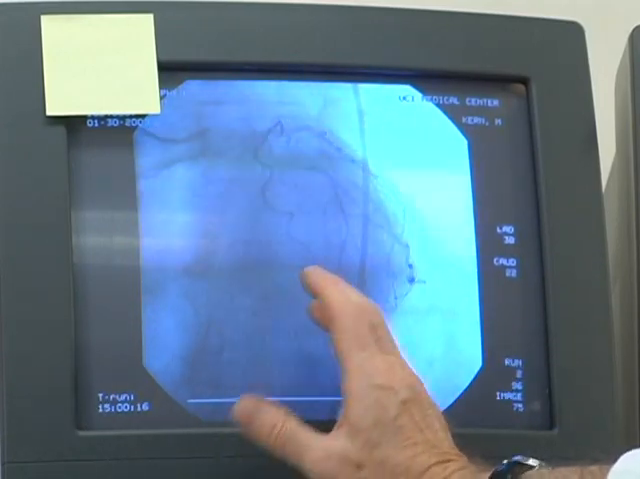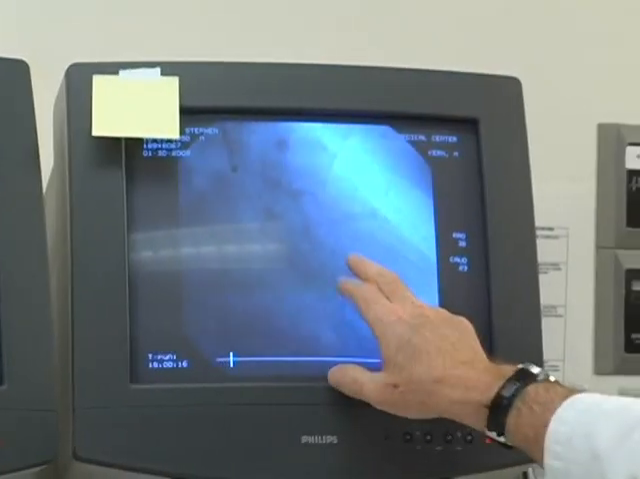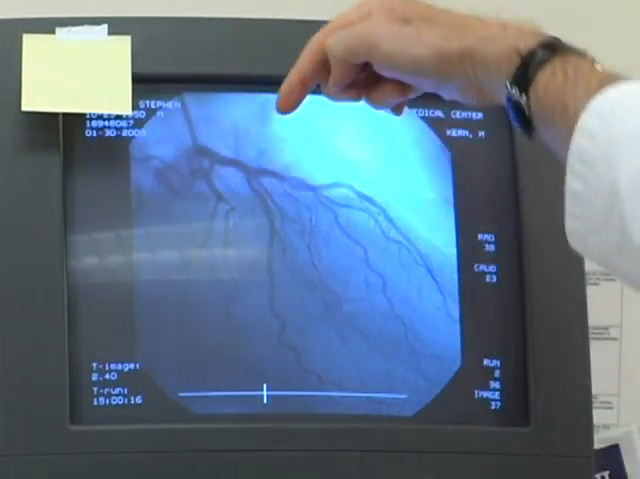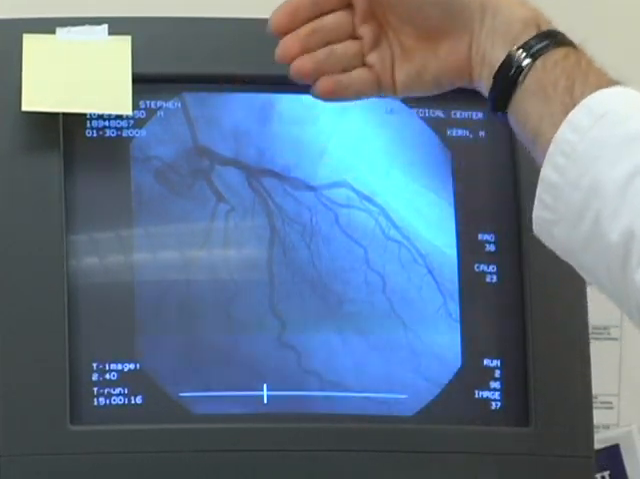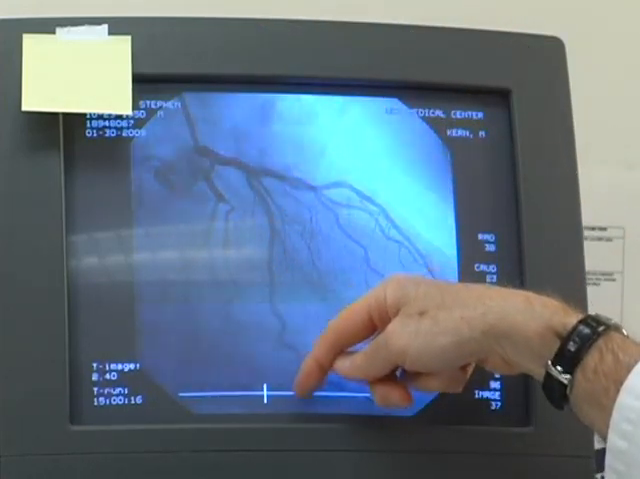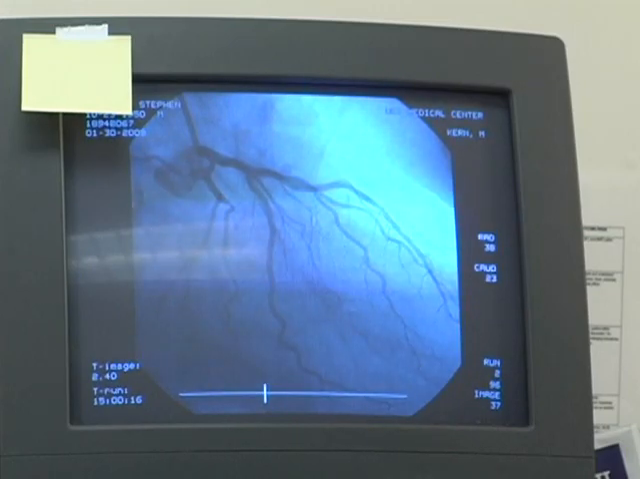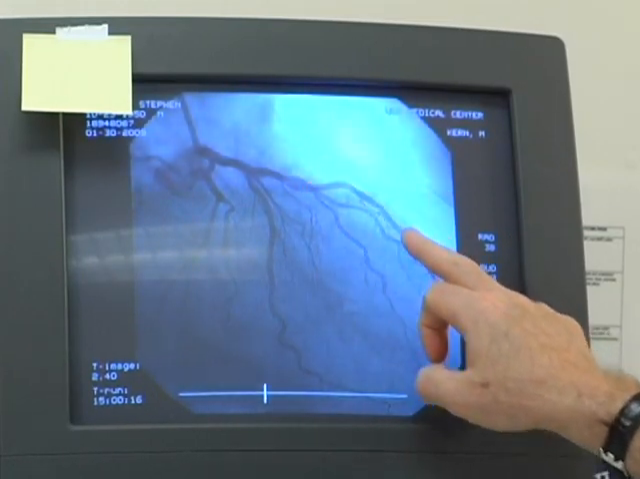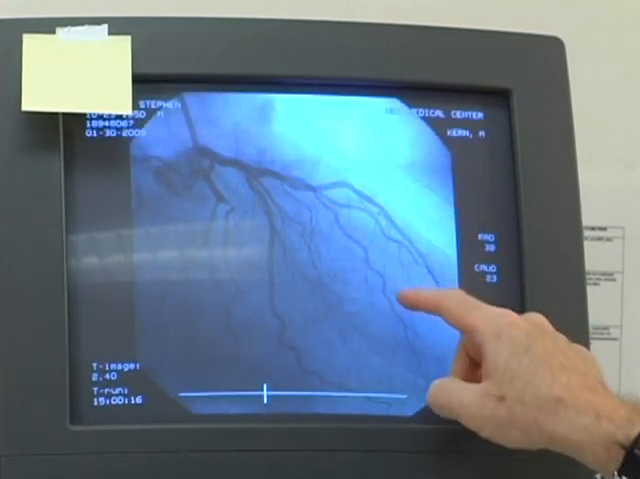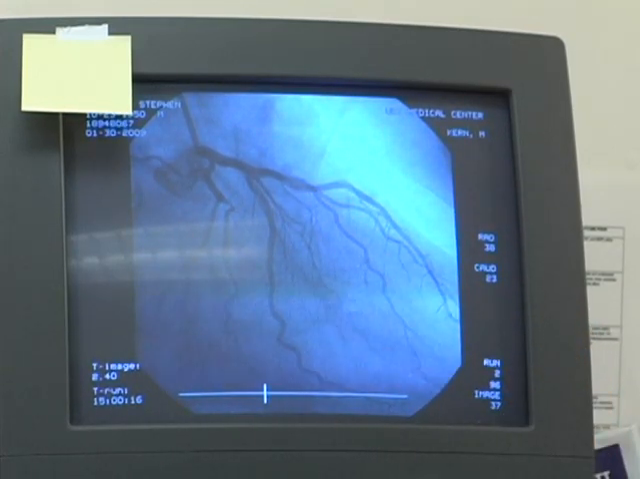And if we swing from LAO caudal to RAO caudal, we see this image here. This is the left main. Circumflex now is tipped downward, and we can see the circumflex and a big marginal branch coming off proximal in the circumflex. The LAD diagonals are overlapped with the LAD, and the septals coming off the LAD define its course. Let's take another look.